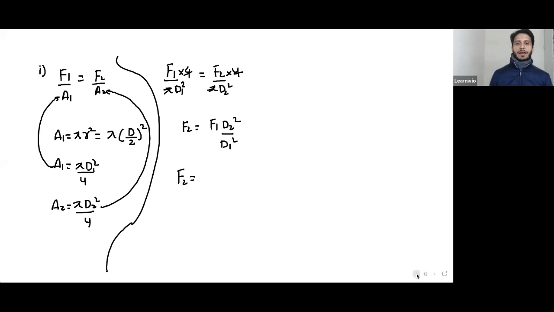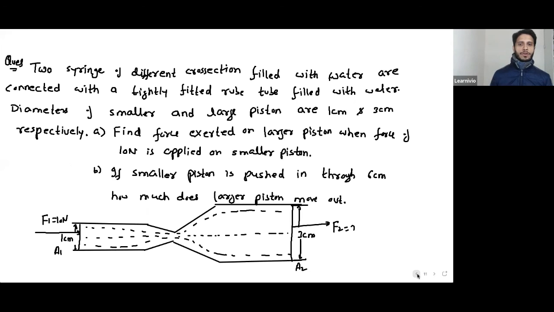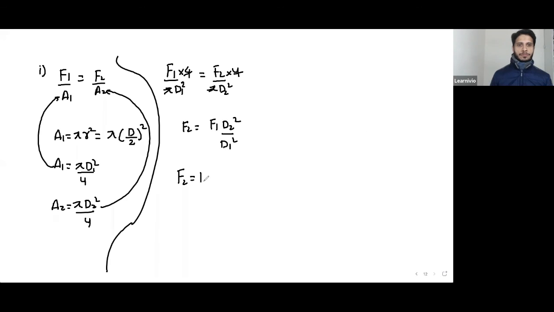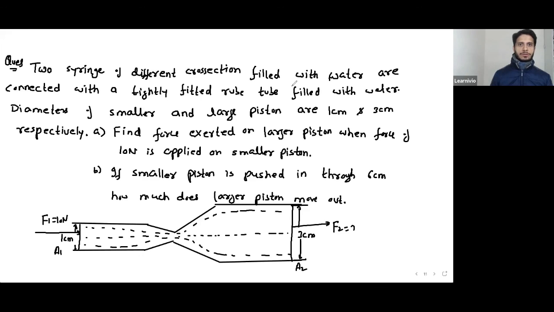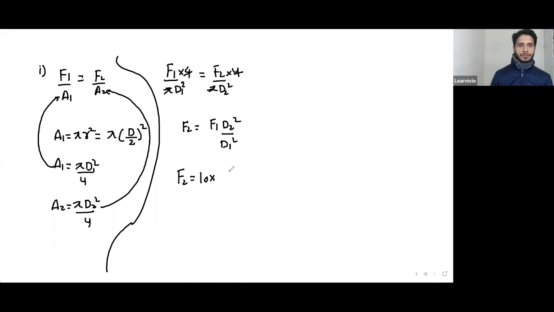Now let's substitute the values. How much is F1? F1 is 10. D2 is 3 centimeter and D1 is 1 centimeter. So F2 comes out to be 90 Newton.